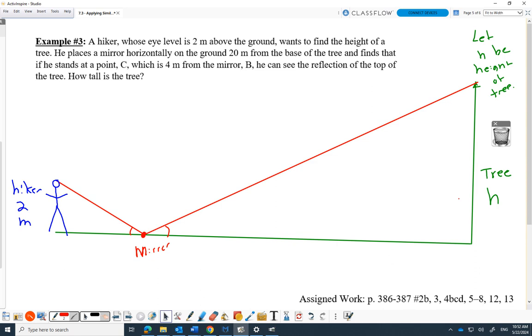due to light rays, and that the hiker is looking right in and can see the top of the tree in the mirror, those angles have to be the same. The tree is going straight up, and if it's not going straight up, we can account for that. The hiker is standing straight up, and do you see I have similar triangles? Yes?